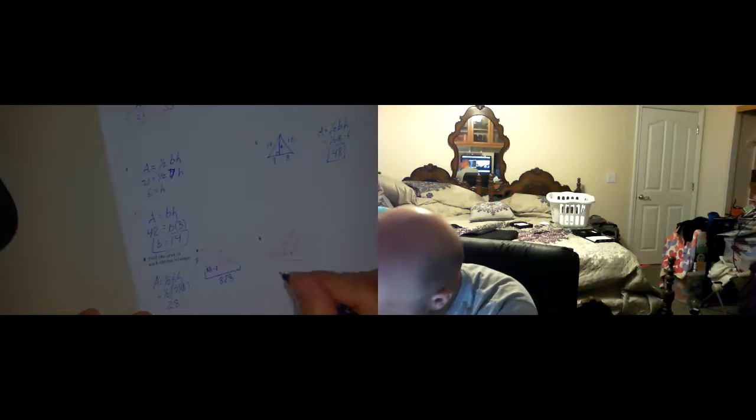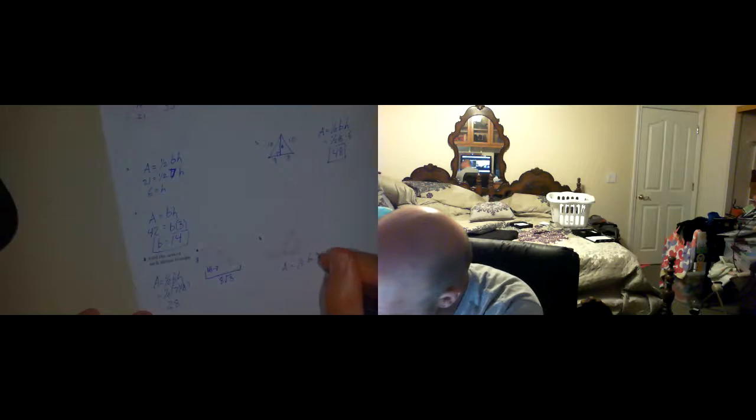Same idea over here, except they just give me what I need to know. 1/2 base times height. That is 1/2 of 10, which is perpendicular to that 12. 1/2 of 12 is 6 times 10 is 60.